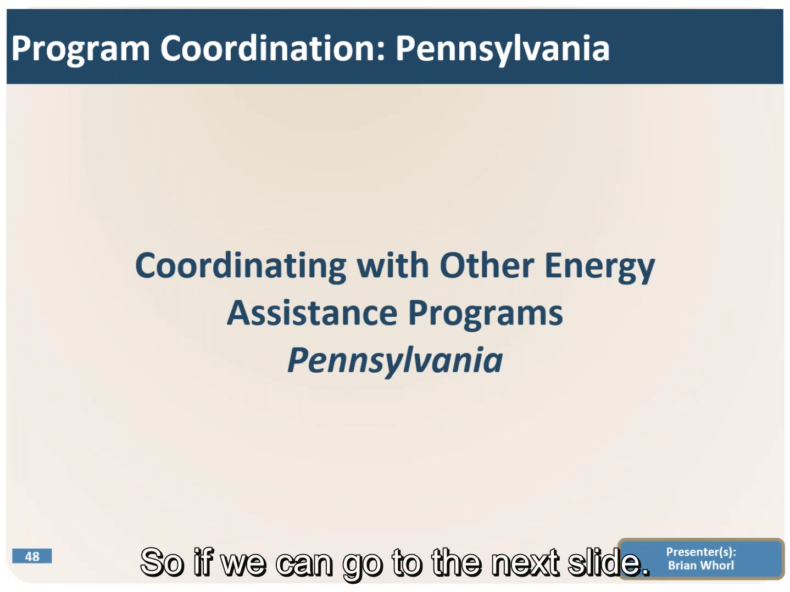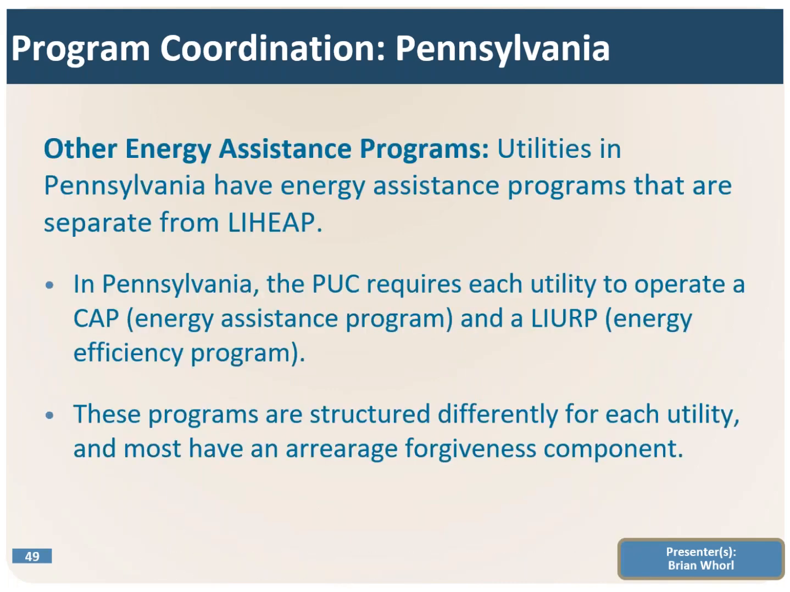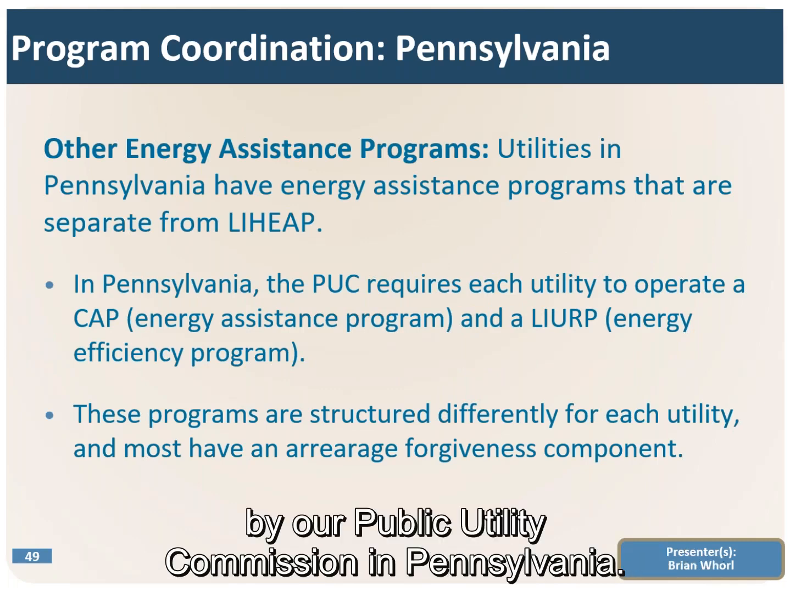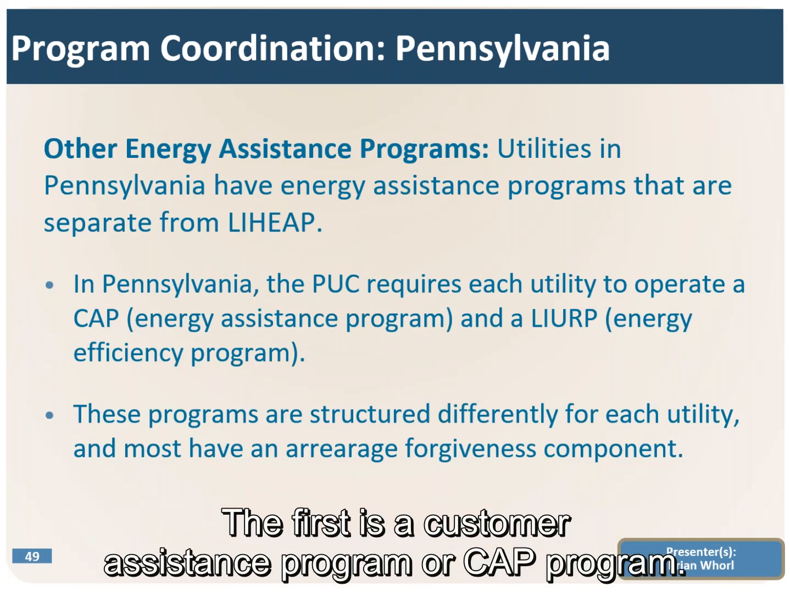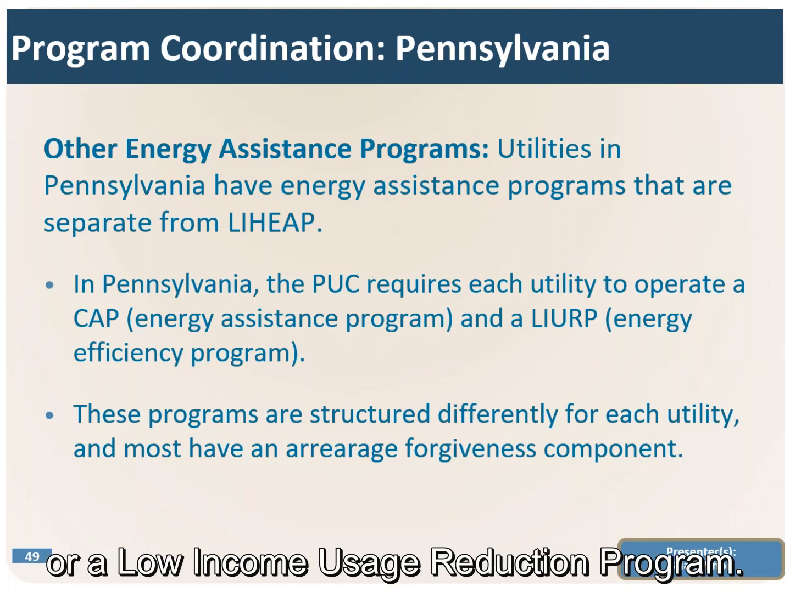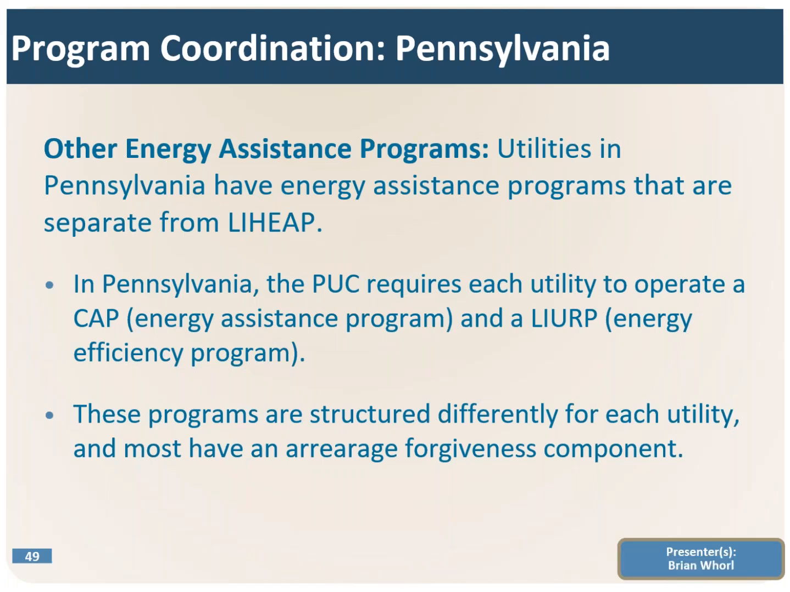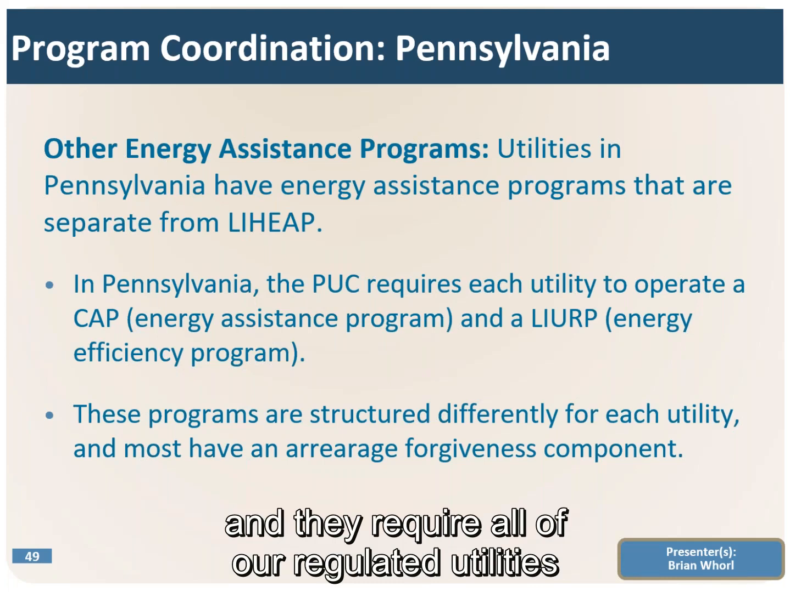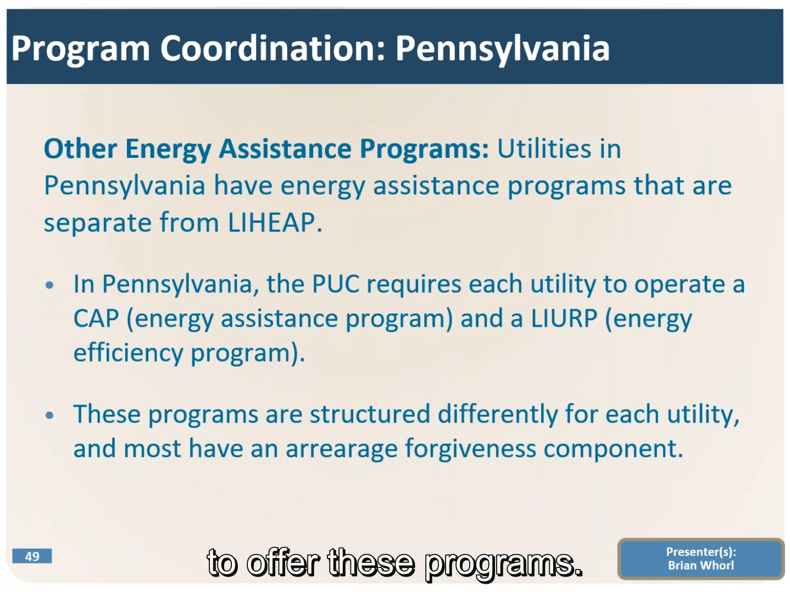So if we can go to the next slide. We have two options that are provided for by our Public Utility Commission in Pennsylvania. The first is a Customer Assistance Program, or CAP program. And then the second is a LIURP program, or a Low Income Usage Reduction program. These are both regulated by the PUC, and they require all of our regulated utilities to offer these programs.